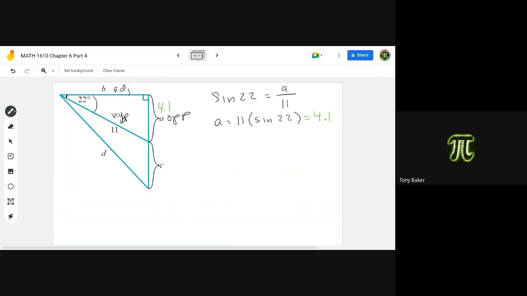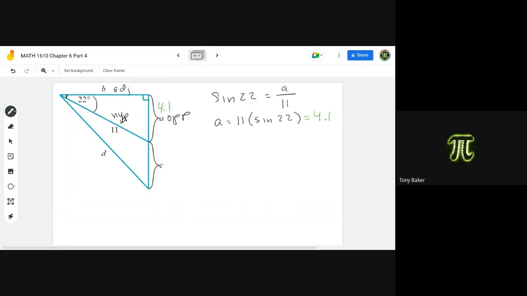A little pet peeve of mine, and you get the right answer either way: try not to use something you found, if at all possible. So since we found the answer of 4.1, if I use it and that's wrong, B is automatically wrong. If I find B using cosine, I'm not using the 4.1 at all. I can actually use that to help me make sure that 4.1 is correct. So if you screw up one, you might not screw up the other one, and you can use that as a help.